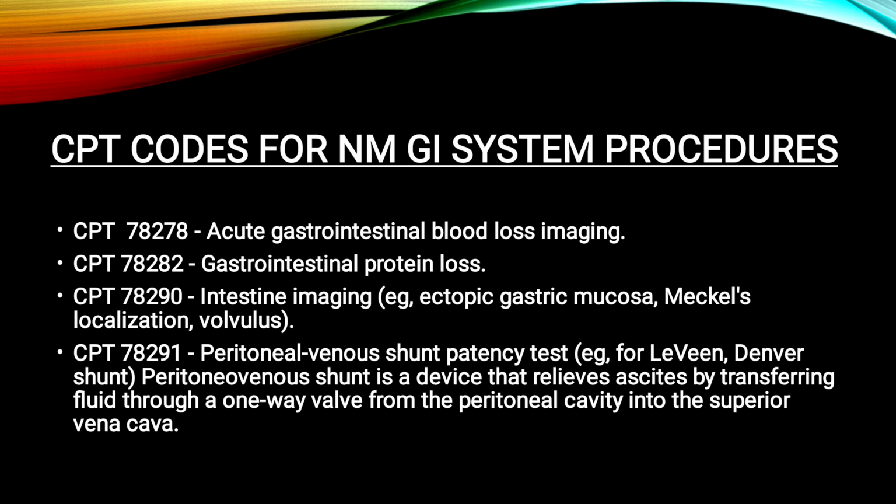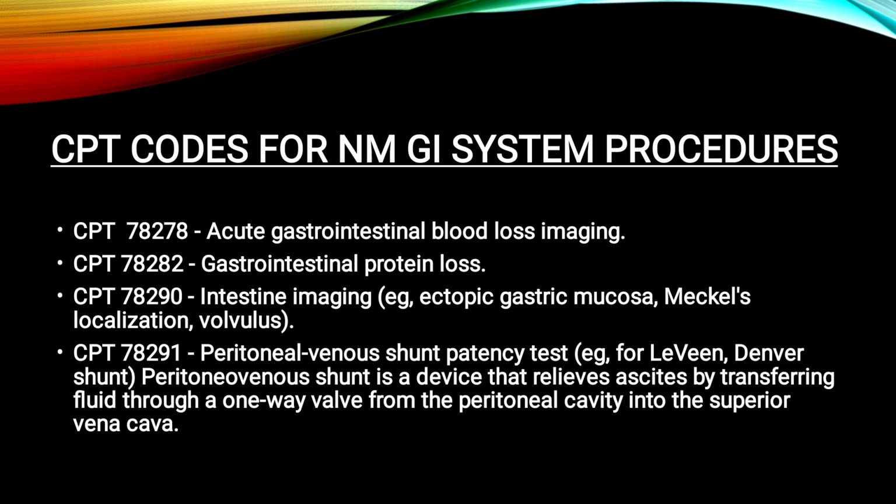Our next CPT is CPT 78290, which is used in order to check the mucosal thickening of the gastrointestinal tract. It is different at different sites, but it is most commonly used in order to detect gastric ulcers or any kind of ulcer which is present in the gastrointestinal tract. It is also known as Meckel's localization, or it is also used to check for volvulus, which is most common in the colon. Our next CPT is CPT 78291, which is used to check the patency of a peritoneal venous shunt.